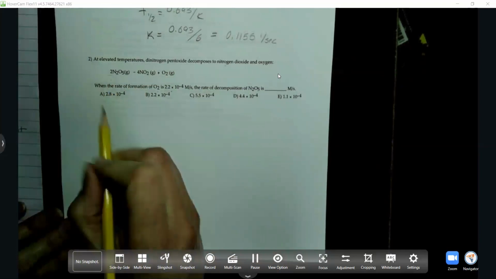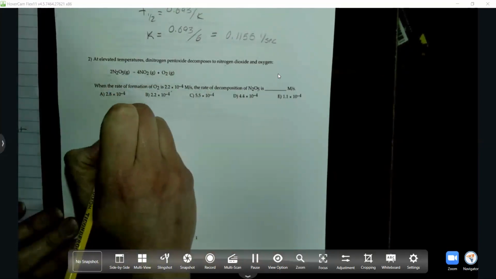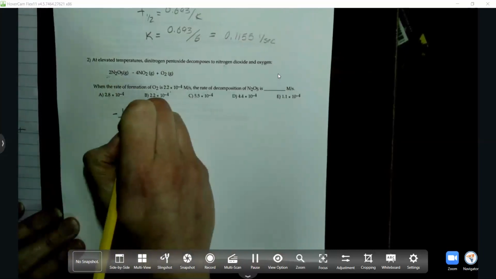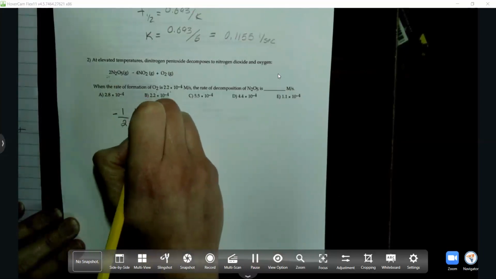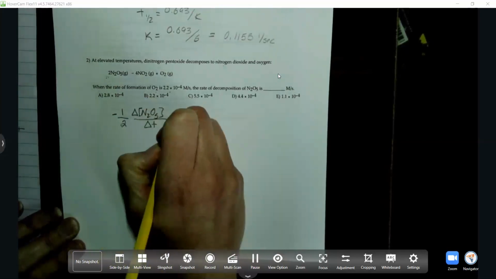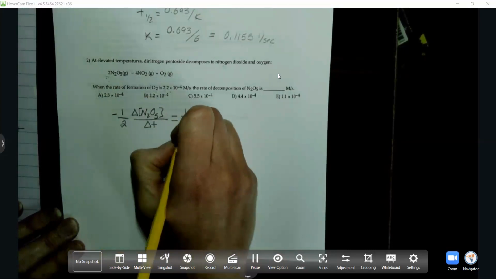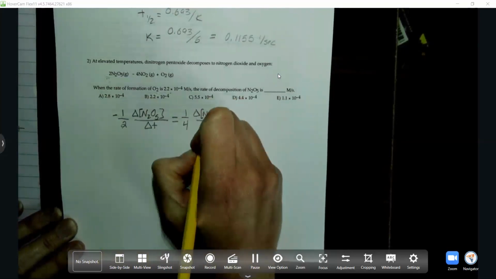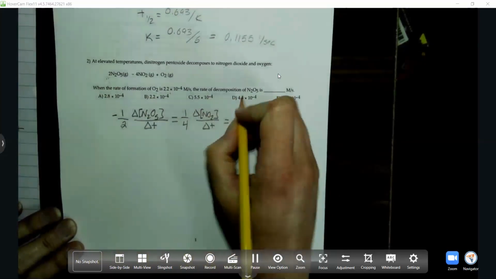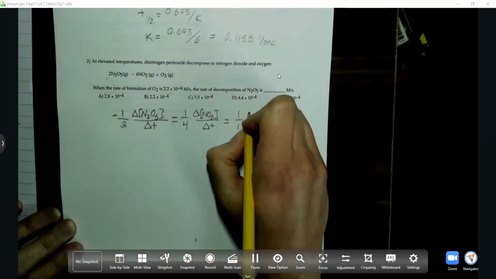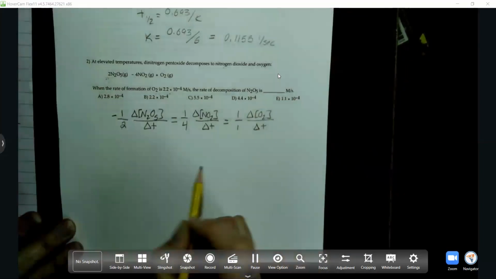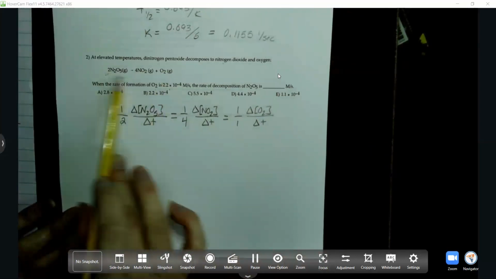So for this reaction, we can write negative 1 over 2, and that's our coefficient on the reactant, delta concentration of N2O5, that's our change in concentration over change in time. And that's equal to 1 over 4, delta concentration of NO2 over change in time, which is also equal to 1 over 1, change in concentration of O2 over change in time. So this relationship you can write for any reaction. This is an instantaneous rate.